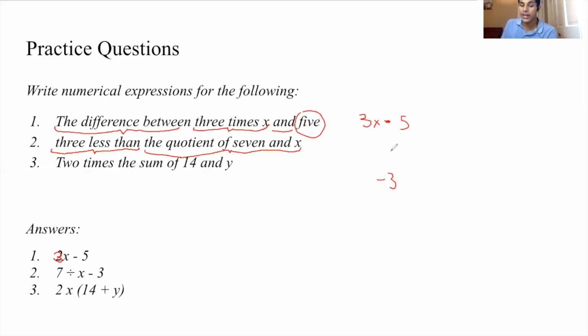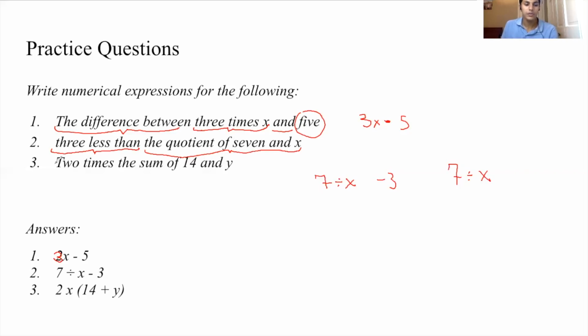Quotient means we're dividing, so that means it's the first number, 7, divided by the second number, which is x. 7 divided by x, and now if we combine those two, it's the quotient of 7 and x, which is 7 divided by x minus 3. So 3 less than the quotient of 7 and x.